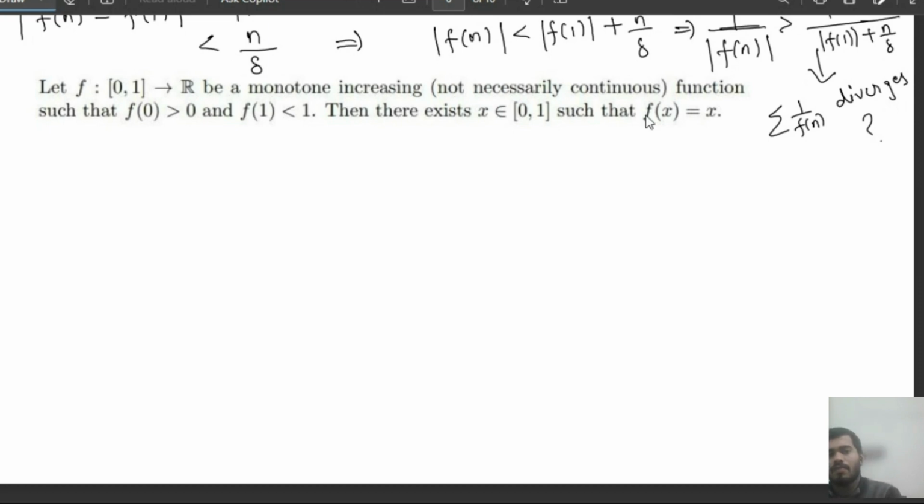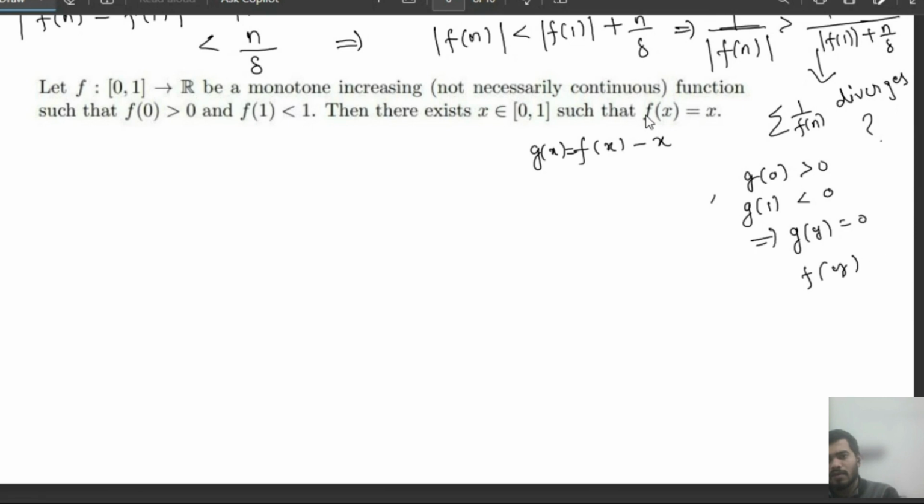And I hope some of you must have seen the proof where we take a function g(x) and then apply g(0) is greater than 0, g(1) is less than 0, which implies there exists some y such that g(y) equals 0, which will imply f(y) equals y, right? But it is not the case here. It is given that f is not necessarily continuous. So any guesses for this question? Tell me first. We have very less time.